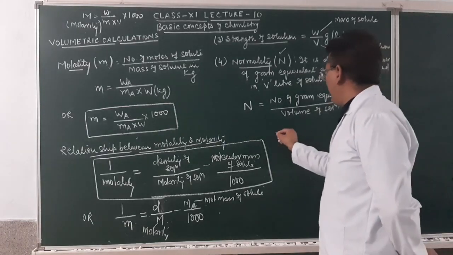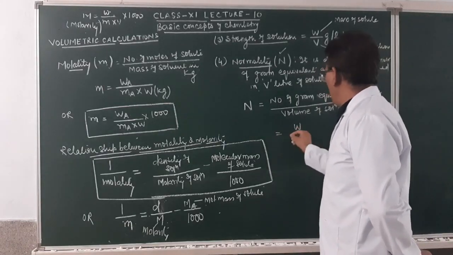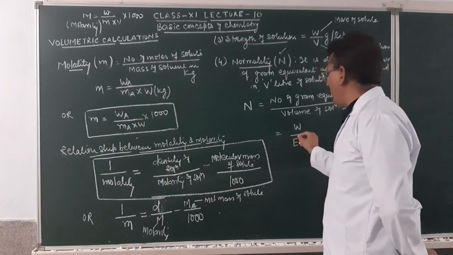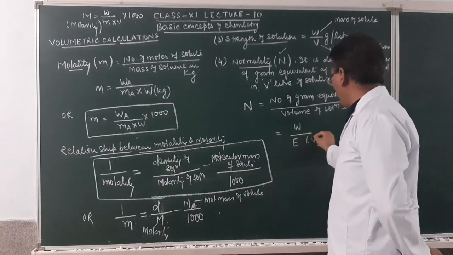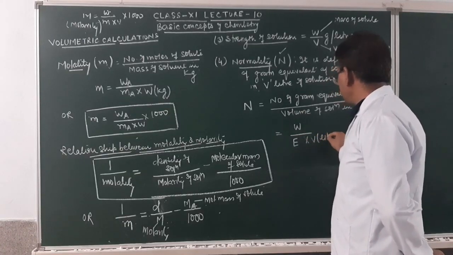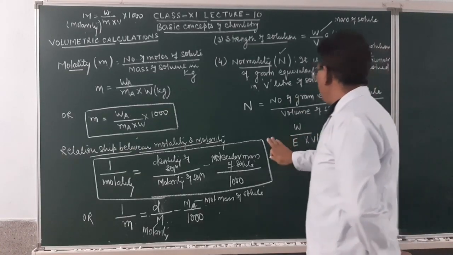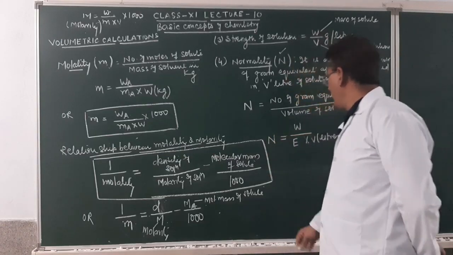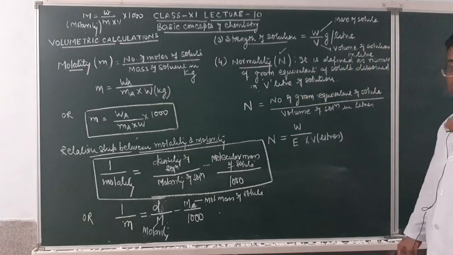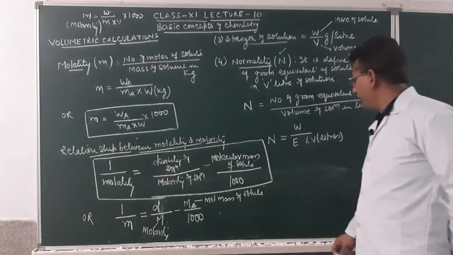Suppose the number of gram equivalents will be W upon E. What is the E over here? Equivalent mass. Multiplied by the volume of the solution in liters. This will be the normality of the solution. So normality of the solution will be equal to W upon E into V.